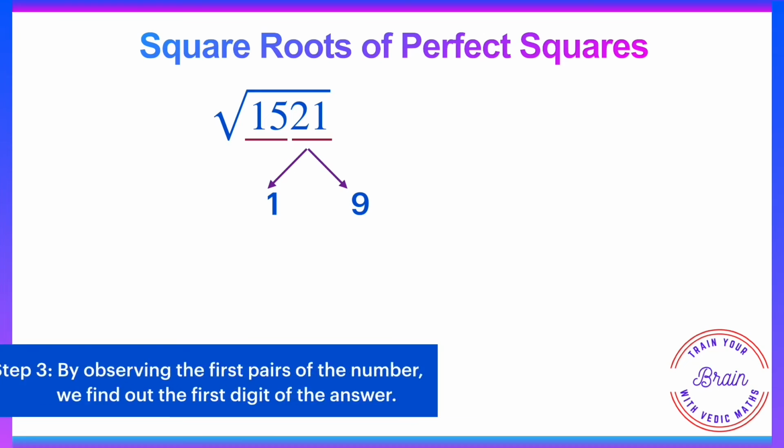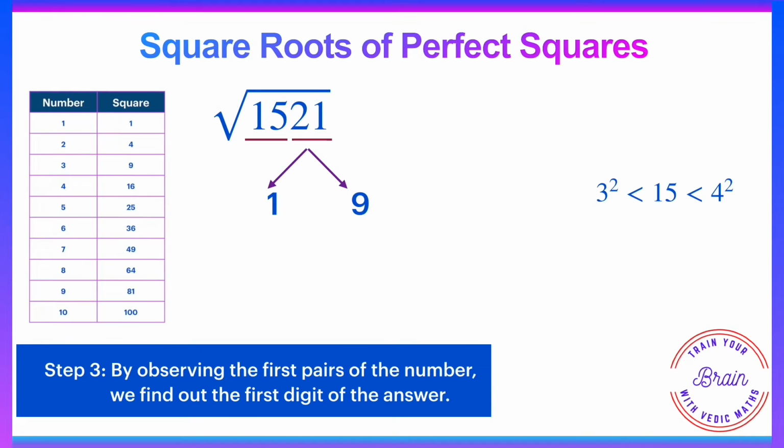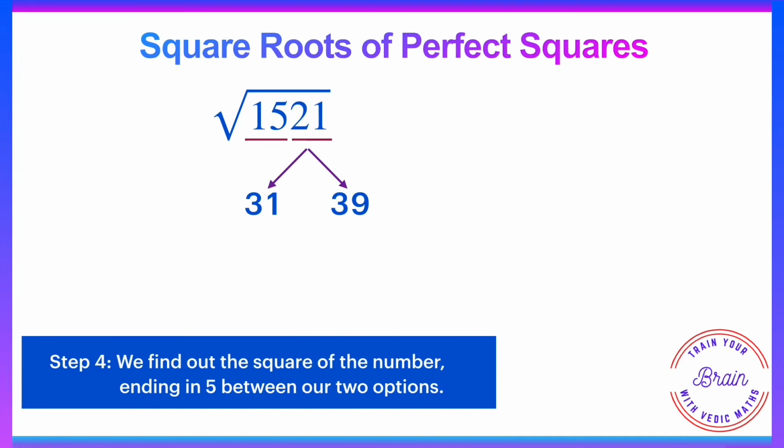In this example, 15 is the first pair of the square. 15 lies between the 2 numbers, square of 3 and square of 4. So the tens place digit of our square root will be 3. We always go for the smaller digit. Now we have 2 options for the answer, 31 or 39.